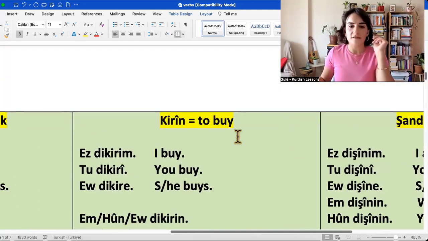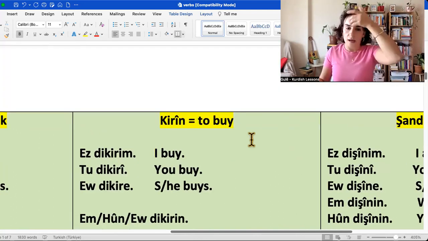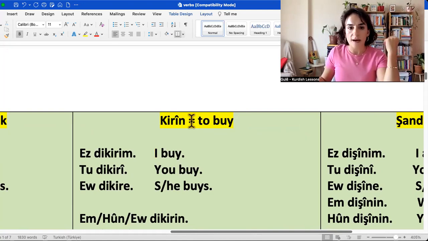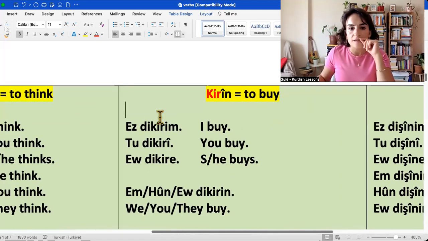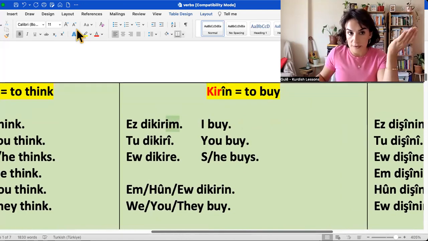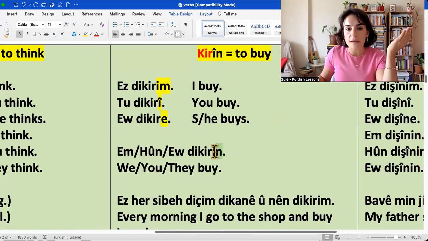And now another word is kari. Karin is to buy, and the present stem is kir. Okay, kir, present stem. So as the karam, of course, to the kari, the kare, the karin.